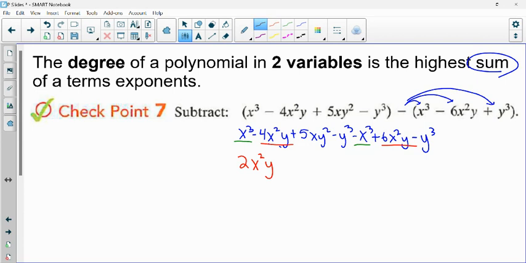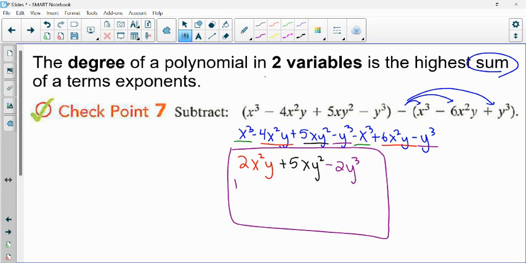All right, then we look at the next one. We have xy squared. There's no other xy squared, so I'm just going to write plus 5xy squared. And then last but not least, we have negative y cubed and negative y cubed. Negative y cubed minus y cubed is negative 2y cubed. Just double check, there's no other like terms within that. So we are finished with that.